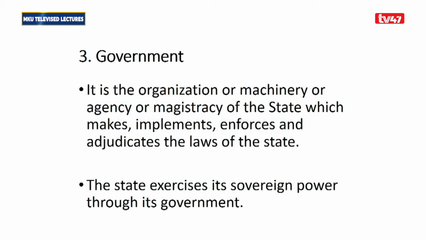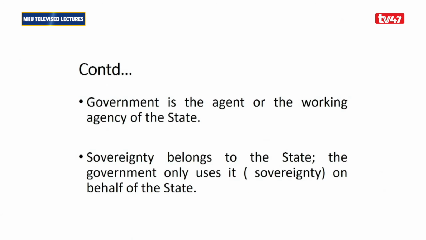And the state exercises its sovereign power through its government. It's the government that exercises the sovereign power on behalf of the state. The government is the agent or the working agency of the state, and that's true. Sovereignty belongs to the state. The government only uses its sovereignty on behalf of the state. Therefore, the sovereignty belongs to the state, but the government only uses it on behalf of the state.